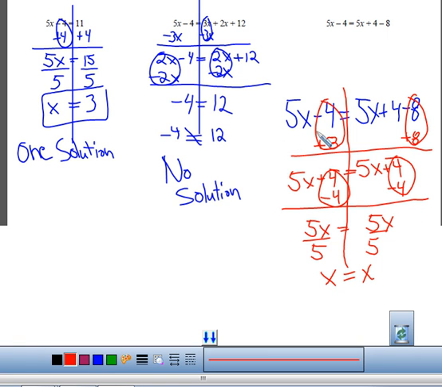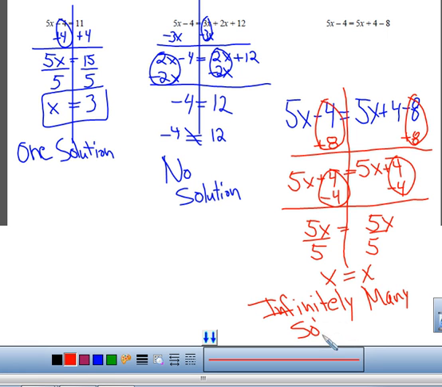If you plug in 0, if you plug in 1, if you plug in 100, it does not matter what number you plug in for the variable, it will be true. So there are infinitely many solutions. So those are your three choices.